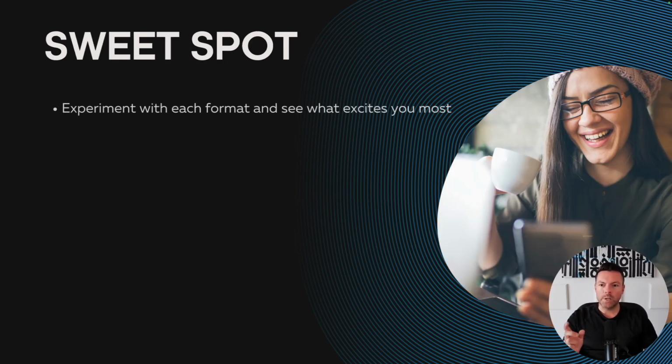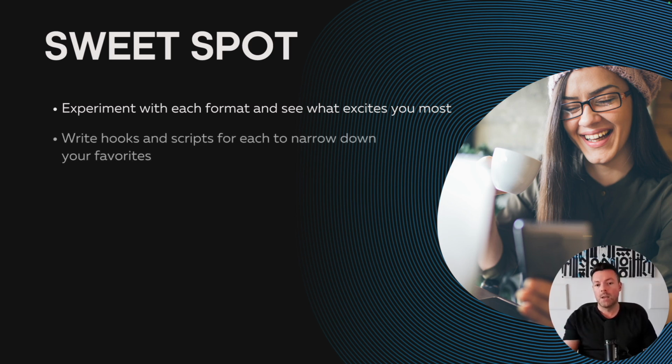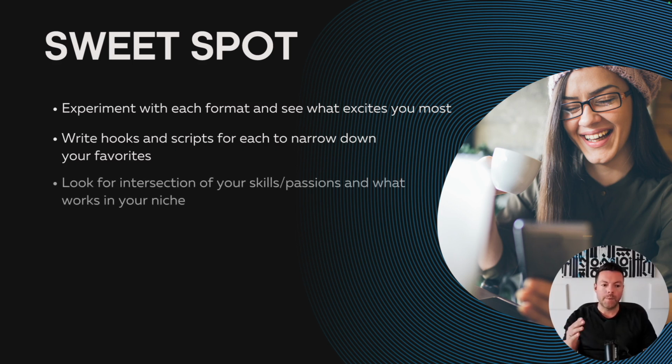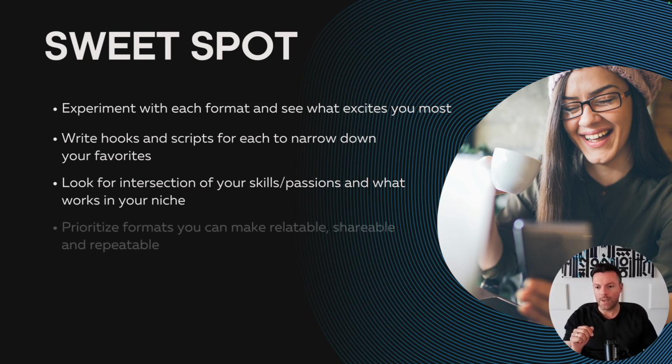So where is the sweet spot here, right? What you want to do is experiment with each format we talked about and see what excites you most, and obviously what works best with going viral in the algorithm and getting more views. Write hooks and scripts for each type of format to narrow down what your favorites are. There may be other formats out there that you've seen for your niche that work incredibly well, and see if that's something you'd be willing to do or could work with. Look for that intersection of your skills and passions and what works well in your niche. If you have a Venn diagram with 3 circles, you want to be in the middle of those 3 things.